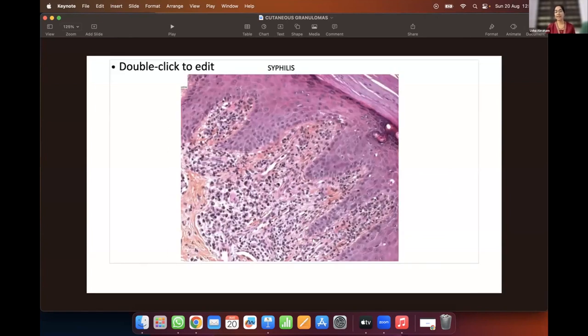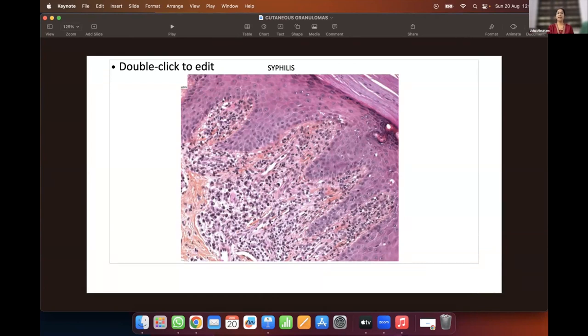Then coming to the next condition, that is syphilis. In the late stages of syphilis, we can see that there is proper granuloma formation. So what we're seeing here is the epidermis, and just below the epidermis, we're seeing granulomatous inflammation. If you look closely, many of these cells are epithelioid histiocytes, we have lymphocytes, and also what we're seeing prominently here is the plasma cells. So syphilitic granulomas usually have a predominance of plasma cells.